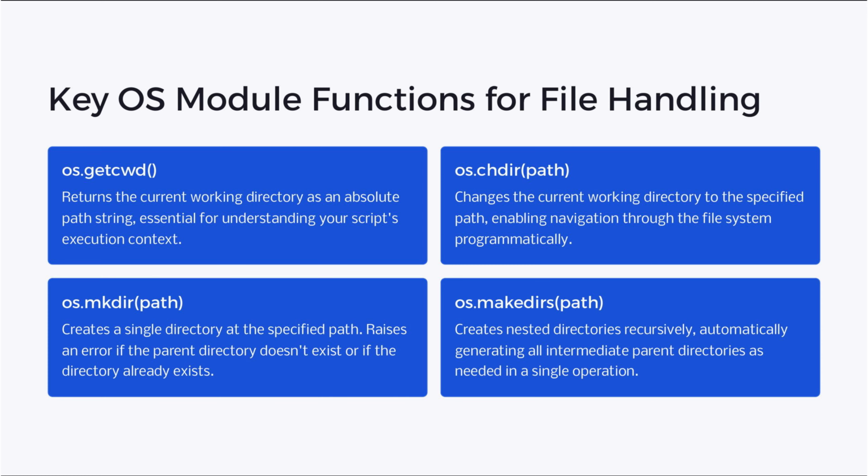os.getcwd provides the absolute path of the current directory, crucial for script context. Use os.chdir(path) to programmatically navigate directories. os.mkdir(path) creates a single directory but errors if the parent doesn't exist. For nested directories, os.makedirs(path) efficiently creates all necessary parent directories in one go.